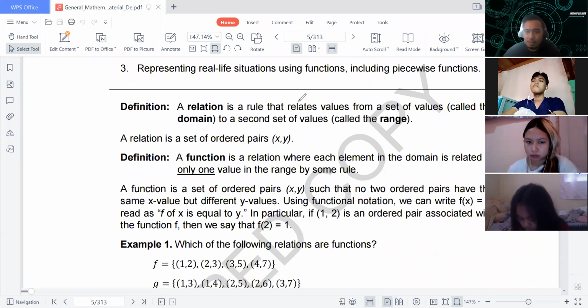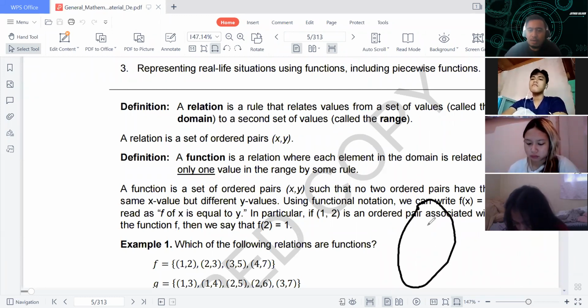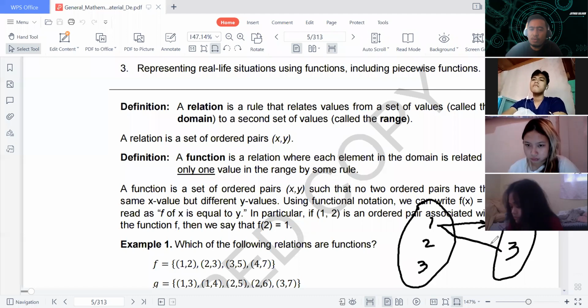I'll give another example. How about I have here 1, 2, 3, and then you have here 2 and 3. I assign 1 to 2. I assign 1 to 3. I assign 2 to 2. And I assign 3 to 3.